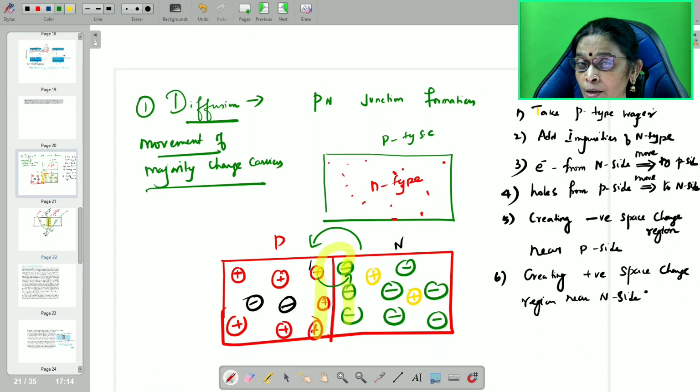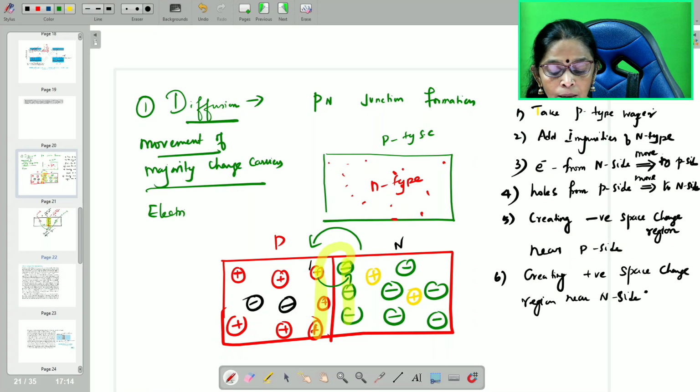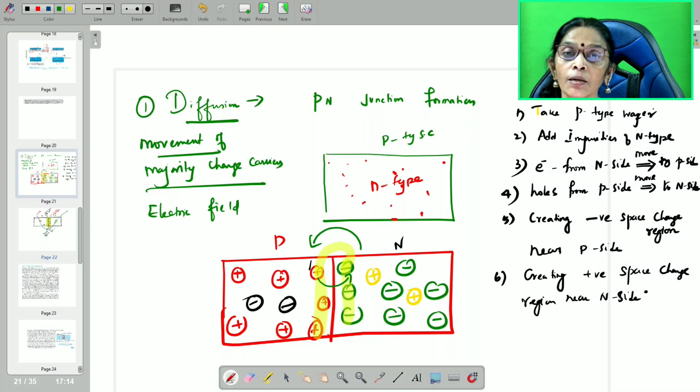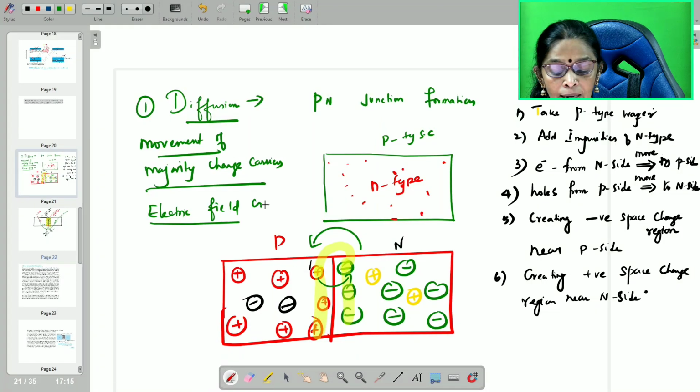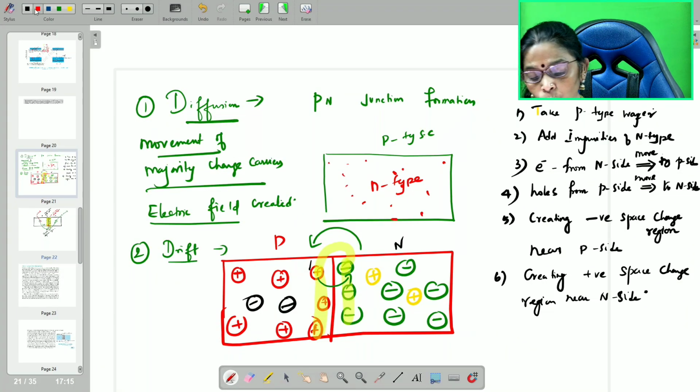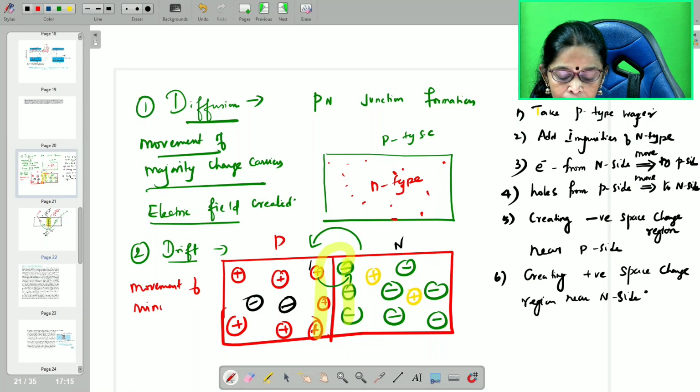Due to diffusion, immediately an electric field is created. The electric field is created due to the separation of the charges, due to the immobile charges: negative space charge region near the p junction, positive space charge region near the n junction, creates an electric field. So electric field is created, and hence drift takes place. Now only we saw what drift is. Drift is due to movement of minority charge carriers.